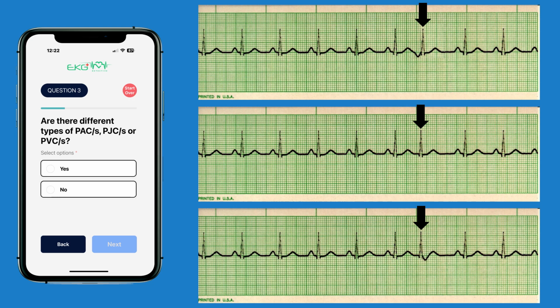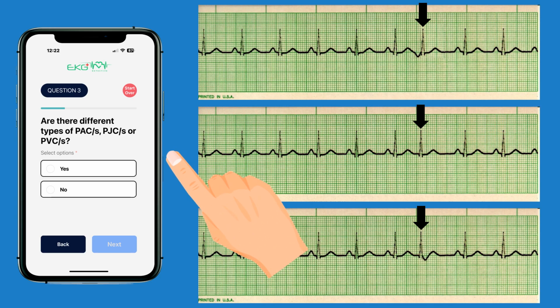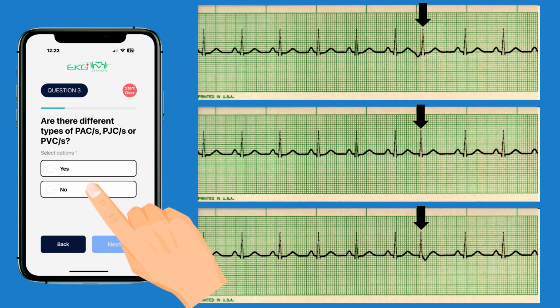So going to question 3 in the application, are there different types of PACs, PJCs, or PVCs? They can actually present with different looking complexes, but for our illustrations, we're only going to be looking at strips that have a single ectopic beat. So the answer to this will be no, and then we will hit next to go to the next screen.